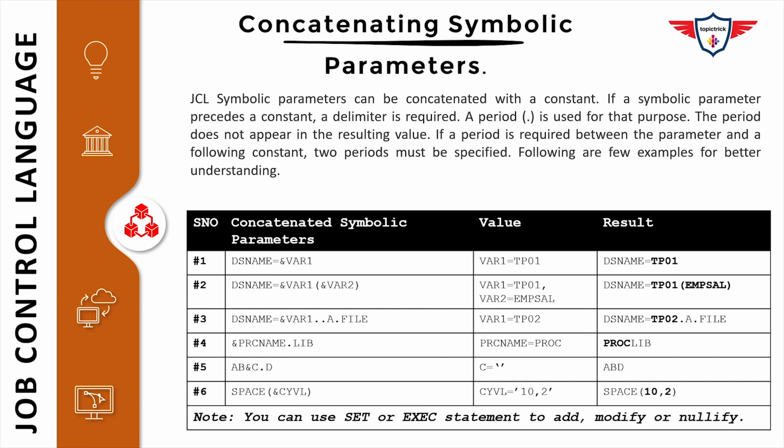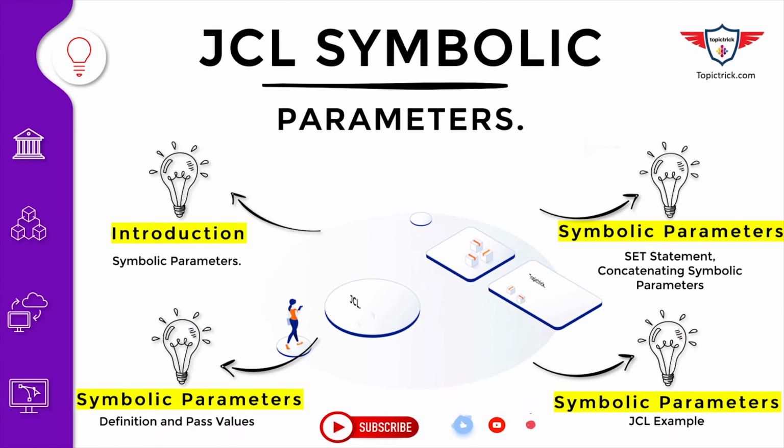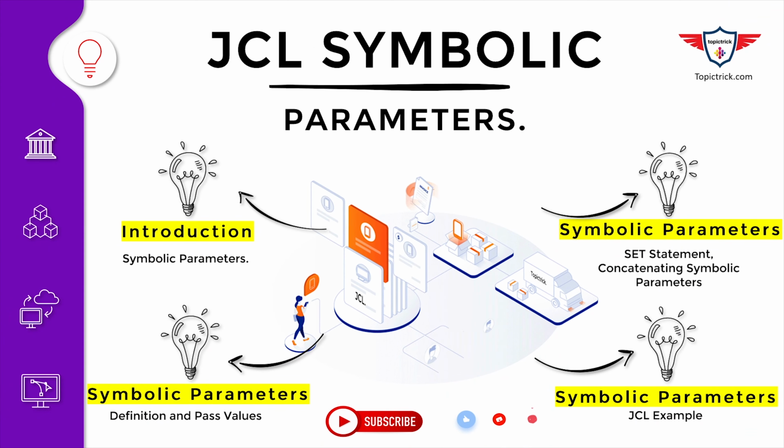So this is how you can use a set statement or execute statement to add, modify or nullify the symbolic parameters, and this is how you can concatenate various symbolic parameters to create a desired file name or a parameter value. Now let's move on to the last section, that is JCL symbolic parameter example.